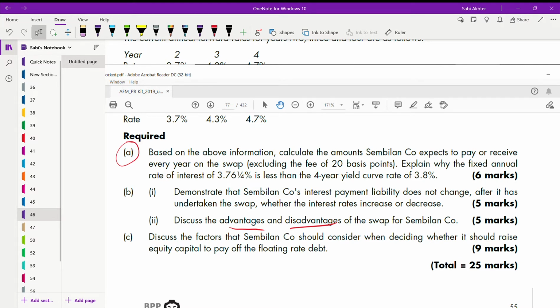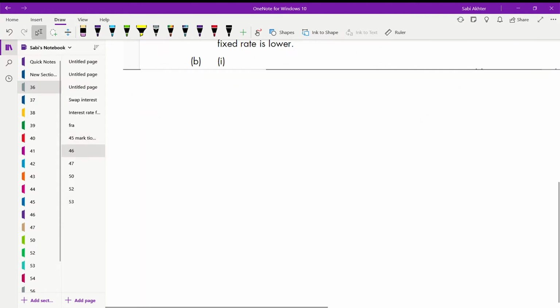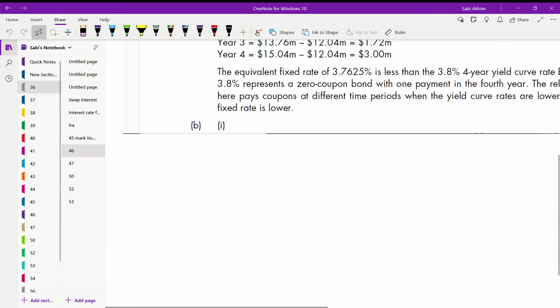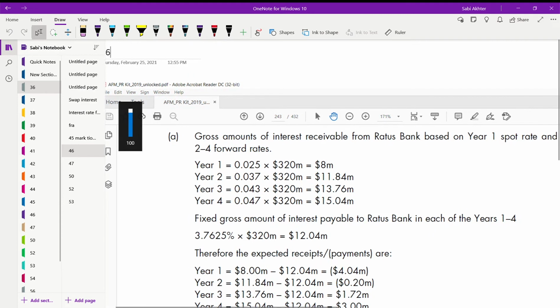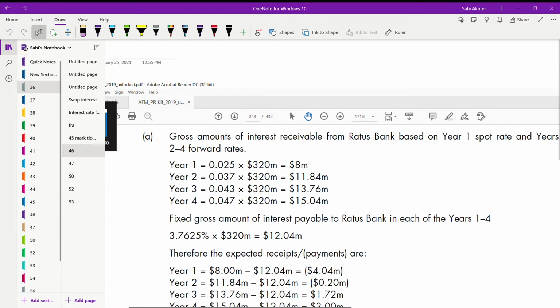So coming to mine, one is part A and the first part of B. Demonstrate how their interest payment liability does not change after they have undertaken the swap, whether the interest rate increases or decreases. So 46, how are you going to do it?